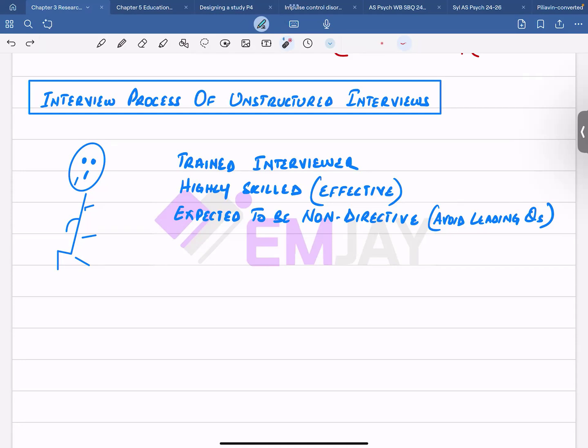So, we're talking about how the interviewer needs to be highly skilled, also because you do not want the interviewer to tap into something that he or she shouldn't. You need to be super careful when it comes to dealing with sensitive topics. That also has to be kept in mind. So the interviewer needs to be trained to minimize interviewer bias.